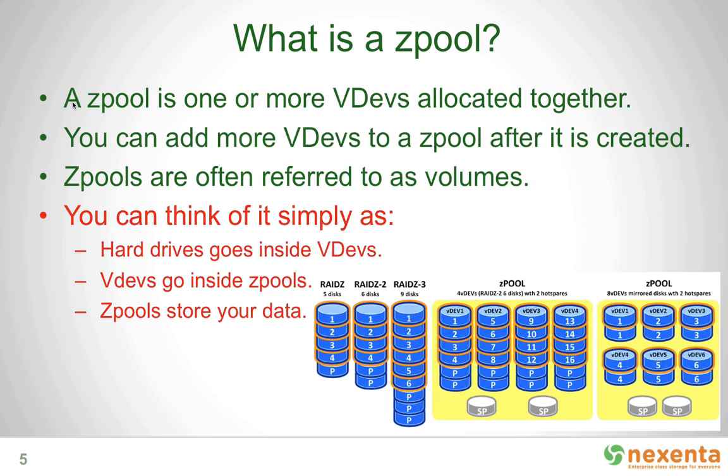The next thing to look at when you're looking at Vdevs is what's a Zpool. The Zpool is really an aggregate of Vdevs that are put together. You can have 1 or more Vdevs in a Zpool, and normally they are referred to as the volumes when you're looking at a configuration. It's actually really simple to think about. Hard drives go into a Vdev in the manner of a RAID set, then those Vdevs go into a Zpool. Zpool is what you're actually going to store your data on. So when you're creating shares and folders, they're actually coming off of your volumes, off of your Zpools.